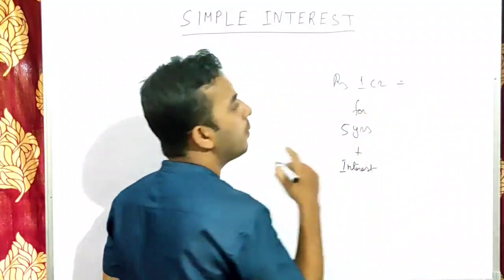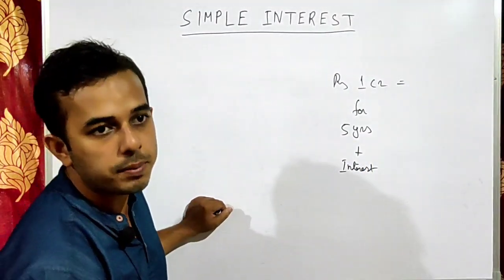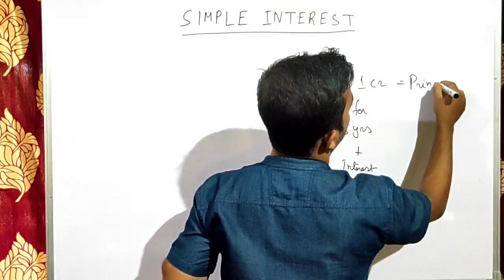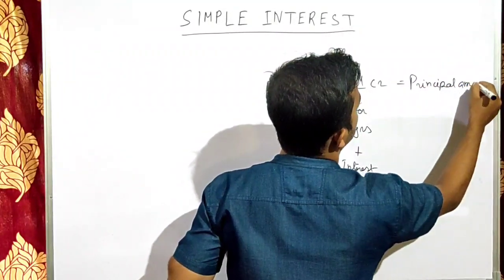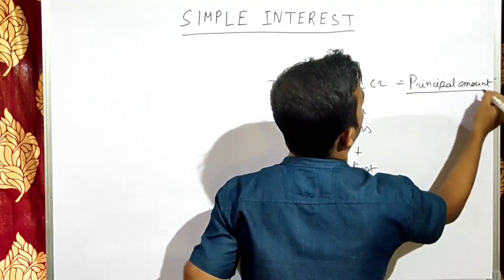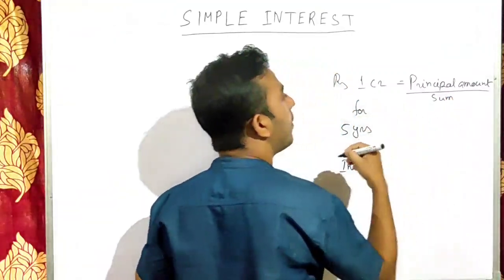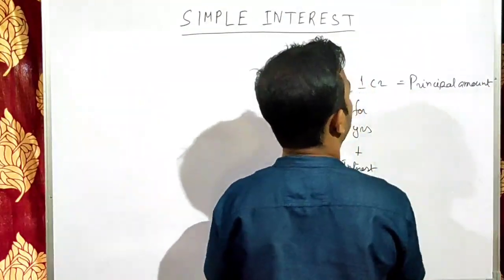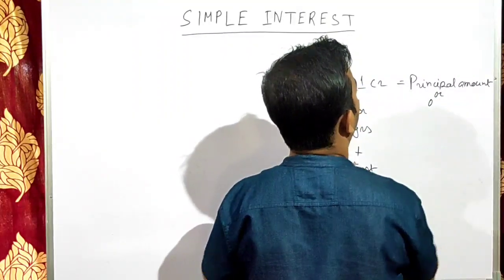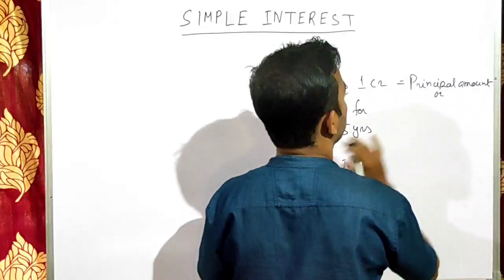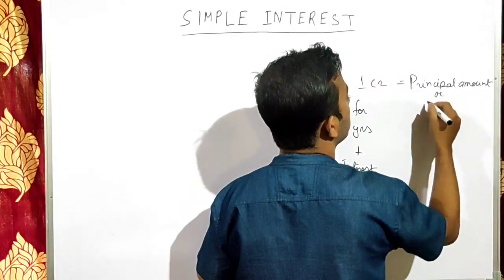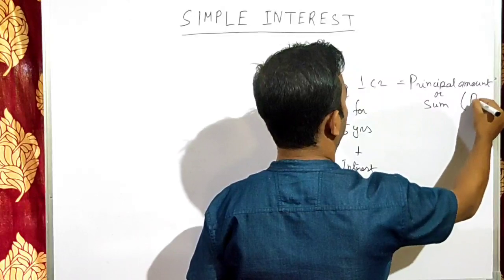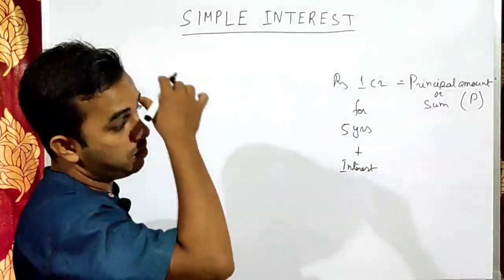This 1 crore, the amount which I borrowed from the bank, is known as principal amount, not the principal sir of your school. You can say principal amount or sum. The amount of money which I borrowed from the bank, or which you will borrow from the bank, is known as principal amount or sum, and it is denoted by P.